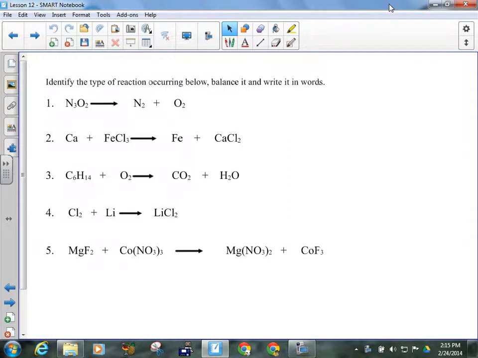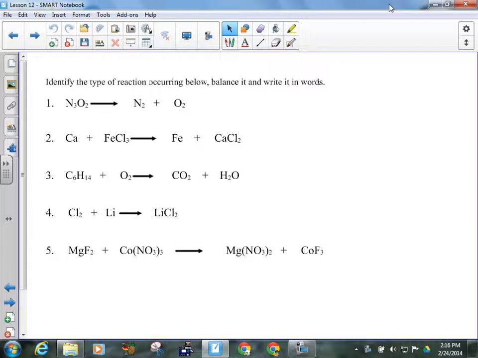Okay, so the week before last, on the Thursday, we went over the 5 types of chemical reactions that we'll be dealing with in Science 10. We need to be able to identify what kind of reaction is going on. We also went over balancing those reactions and writing them out in words as well. Later on this week, we'll probably get to predicting the products of a chemical reaction, hopefully at some point.